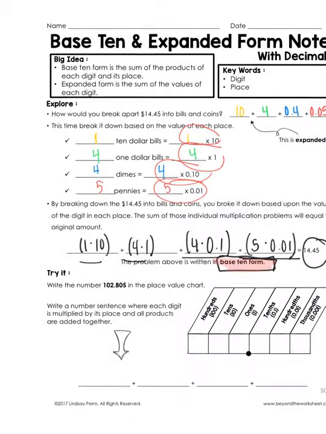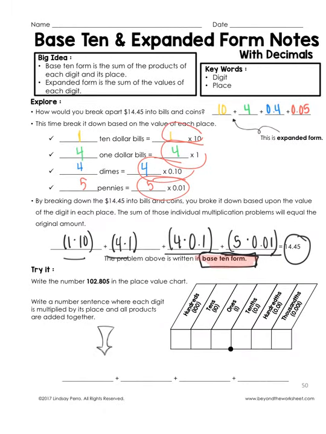Okay, so when we put it in the place value chart, this number is 102 and 805 thousandths. So I have 1 hundred, 0 tens, 2 ones, 8 tenths, 0 hundredths, and 5 thousandths. To write a number sentence, that's what I mean when I say to put it into base 10 form. That's where all the products are added together.